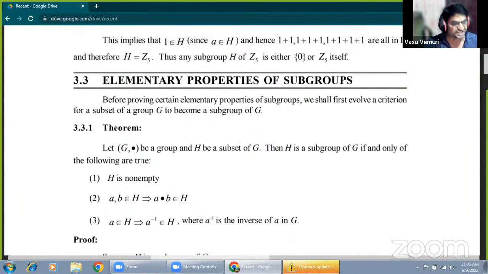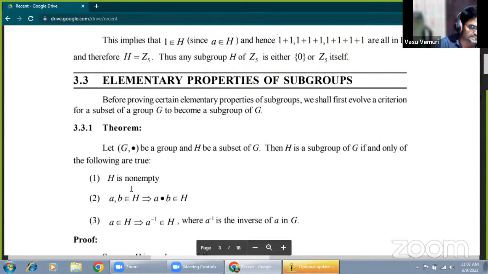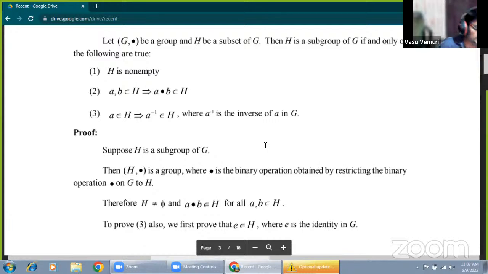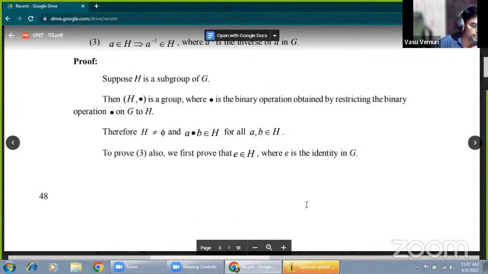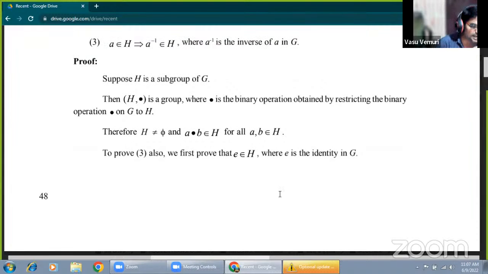What is the first necessary and sufficient condition? H not equal to phi. The second condition is A, B belongs to H, so A into B belongs to H. And the third condition is A belongs to H and A inverse belongs to H. These theorems you just have to see and refer to in your textbook. This is the main preliminary part of subgroups.